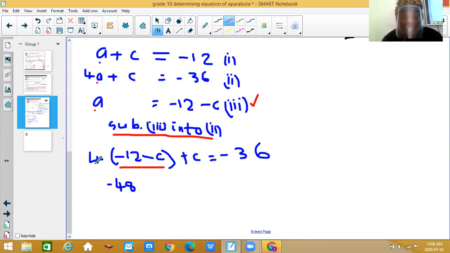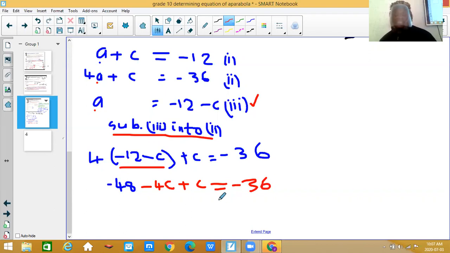Now we remove brackets. 4 times negative 12 is negative 48, right? 4 times negative C, what's the answer? Negative 4C plus C is equal to negative 36. Now this one is a simple equation. Do you have any like terms here? Which one? Negative 4C plus C, they are like terms. You can simplify them, right?